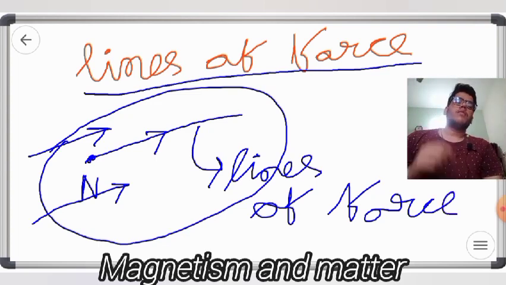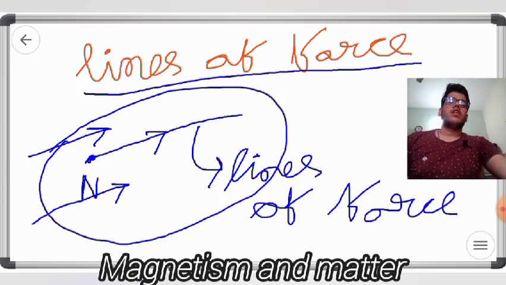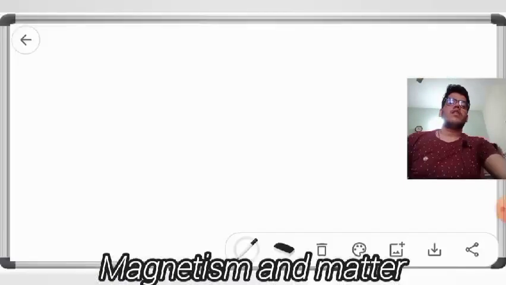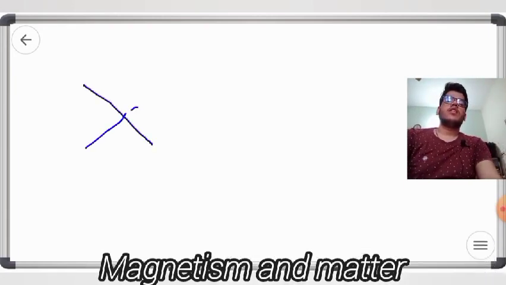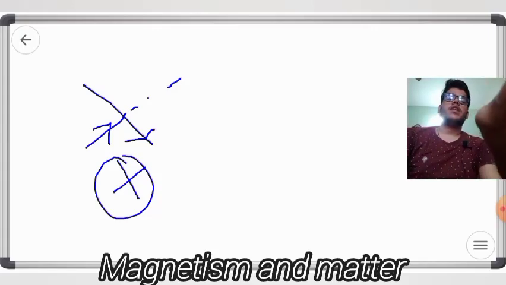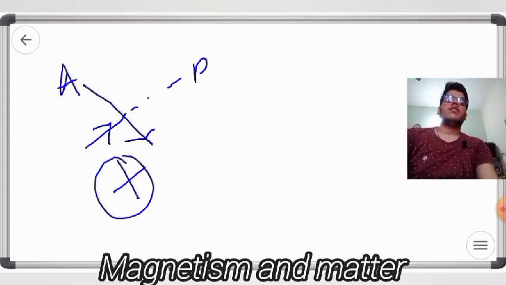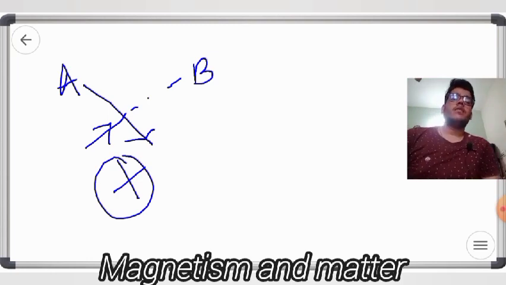So there are some properties based on the lines of force. Let's discuss them one by one. First, lines of force never intersect each other. If A is a line of force and B is another line of force, then they will never intersect each other, because a line of force can only move in one direction, but when they cross each other, two directions are available, which is not possible.